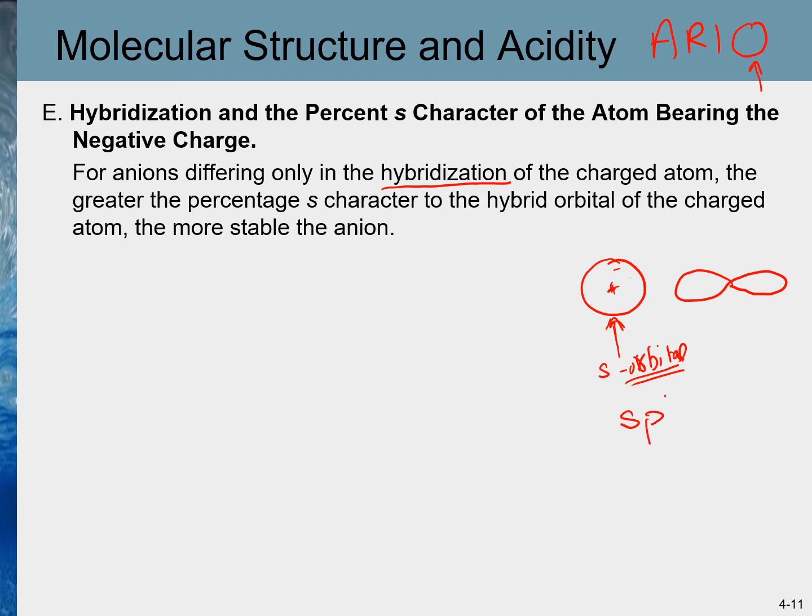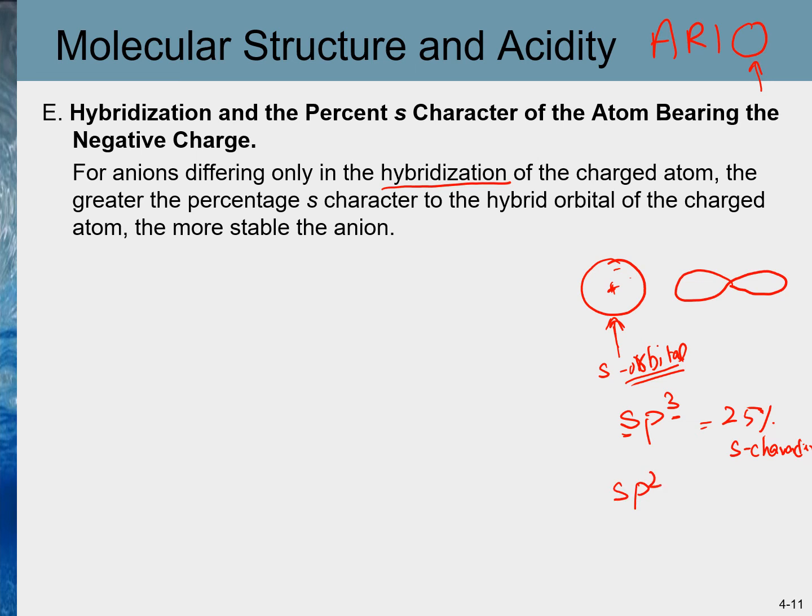In case of sp3, we have one s and 3 p. So it means we have 1 out of 4 orbitals. One orbital is s, and 4 is the total number of orbitals. So if you calculate in sp3, 1 out of 4 orbitals is s, therefore it has 25% s character. That's how we measure s character, that is, how much percentage is s. So 1 out of 4 would mean 25%.